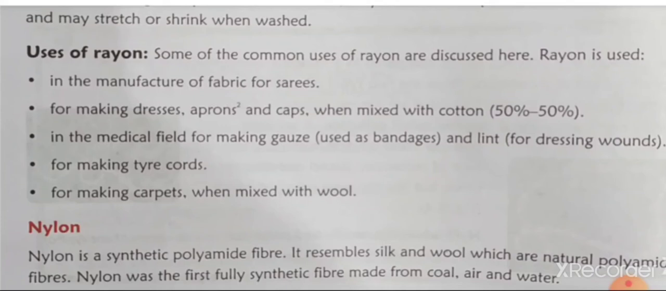Third, in the medical field for making gauze. Gauze is used as a bandage. And lint, that is for dressing wounds, पट्टी करने के लिए, घाव पे मलहम पट्टी के दौरान जो यूज होता है. For making tire cords, टायर की जो आउटर लेयरिंग है उसके लिए टायर कॉर्ड्स. For making carpets when mixed with wool. So these were the uses of rayon.